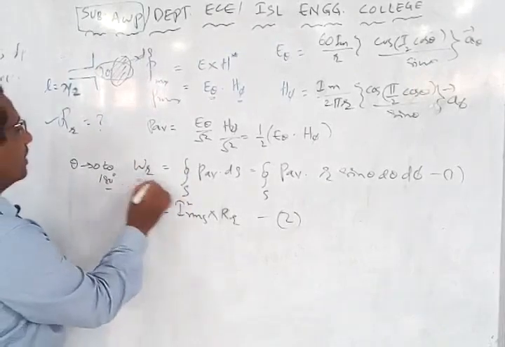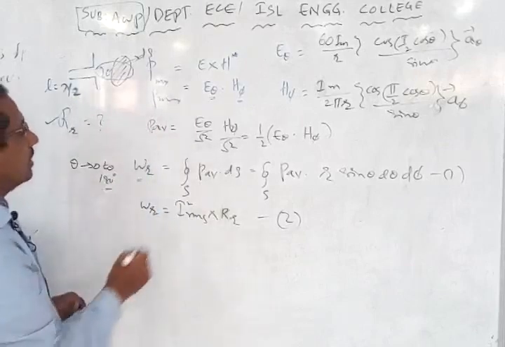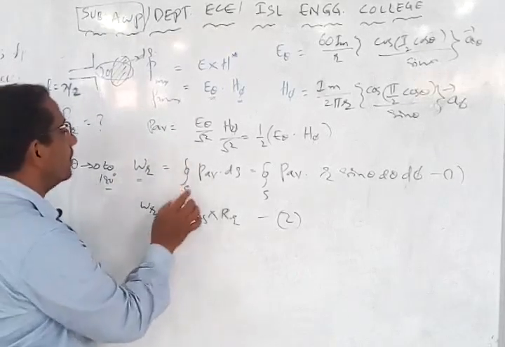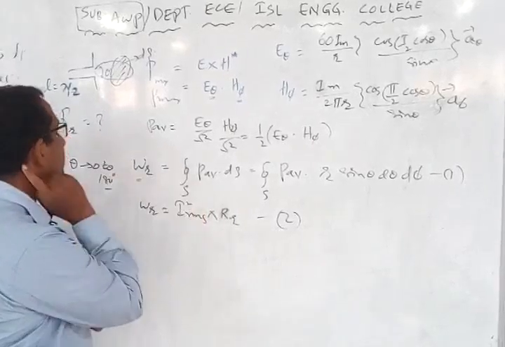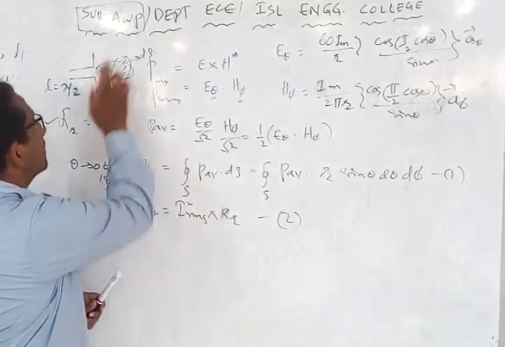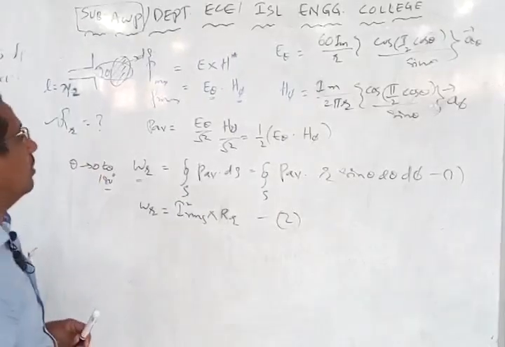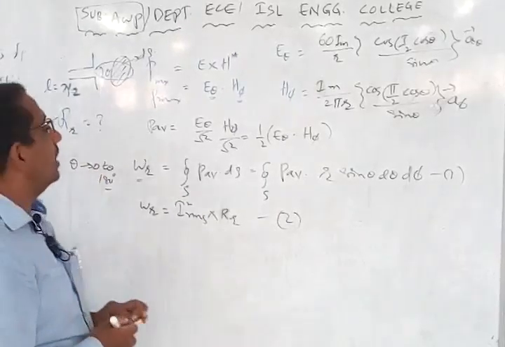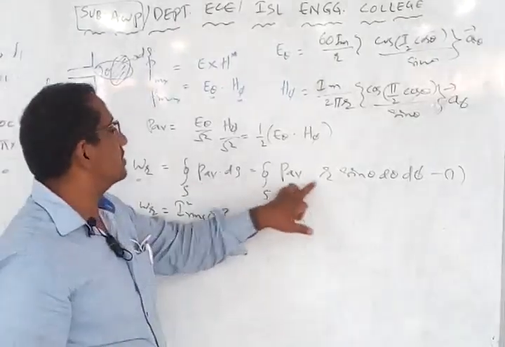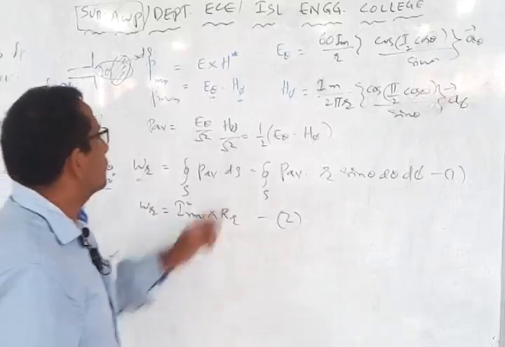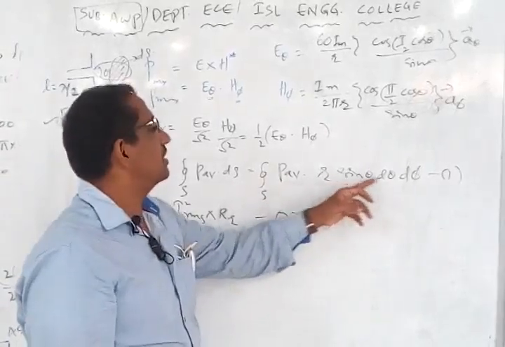To find the power radiated for a closed loop, we simply put this closed loop symbol. By putting this closed loop, we are finding the power radiated over this particular surface area. Now here we can write P average into ds. What is ds? It is a differential surface area, so we can write this as equal to r sin theta d theta d phi.